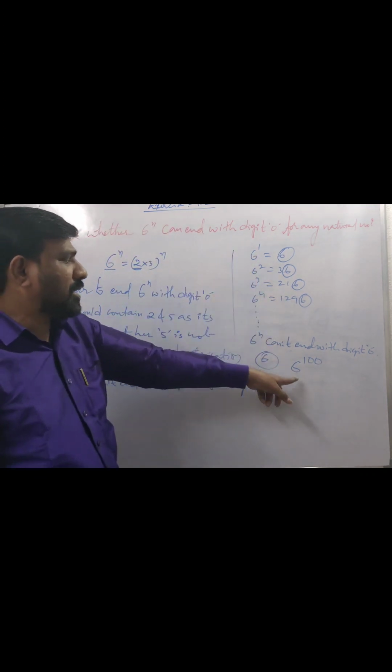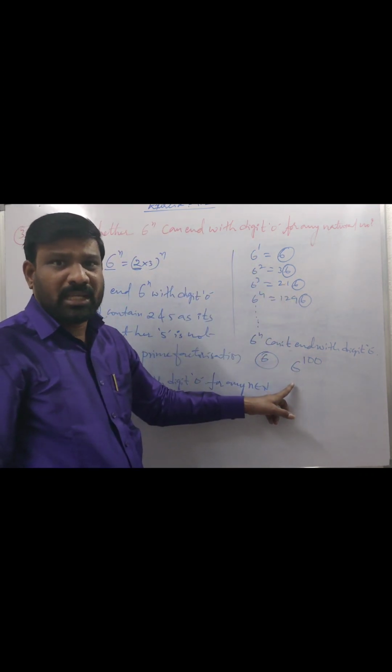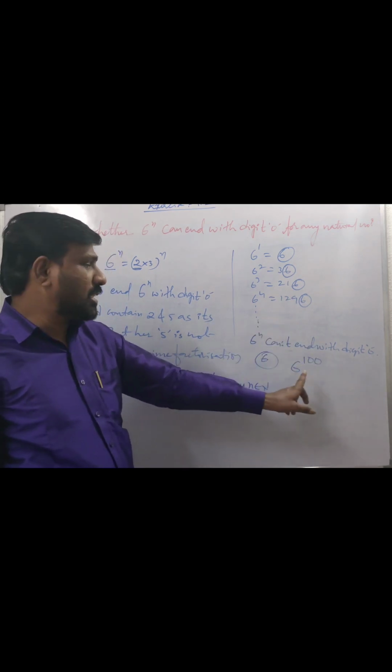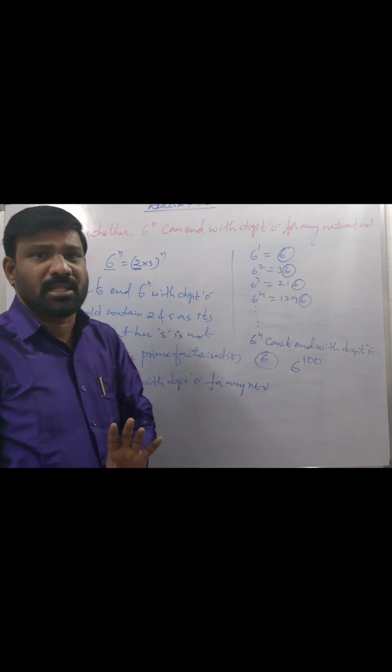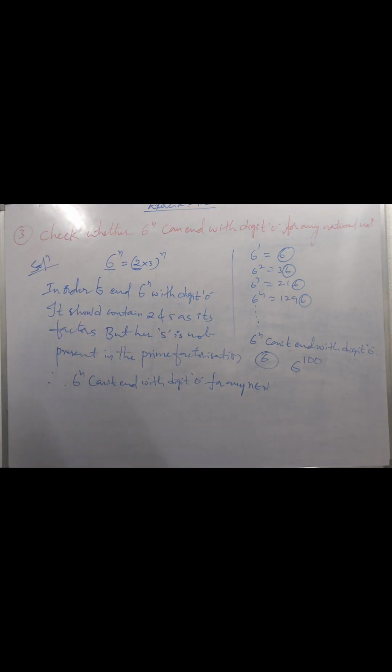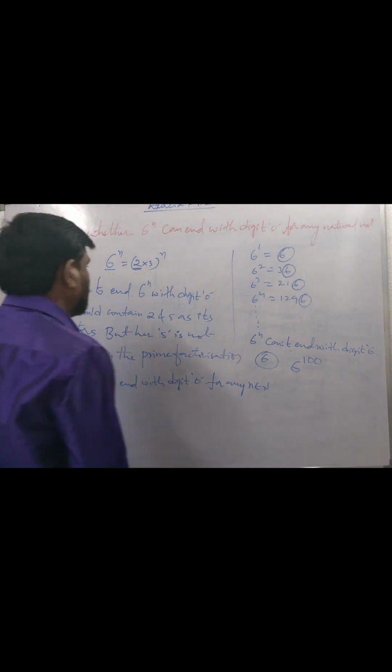Like this you can write and say this answer. Okay? I will not repeat this again. 6 to the power 100. So what is the last digit of 6 to the power 100? It is always 6 only. Clear? Right. Next problem. Fourth problem.